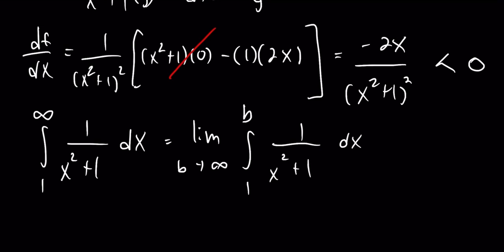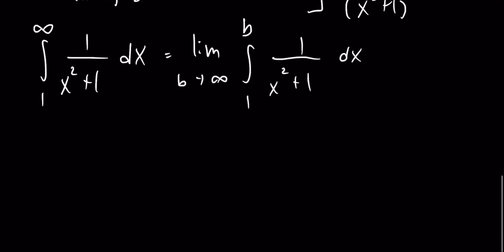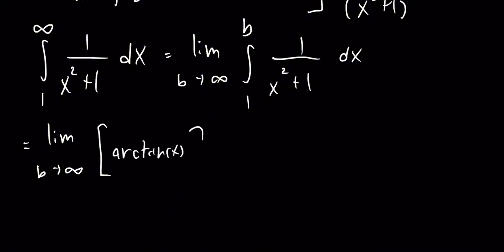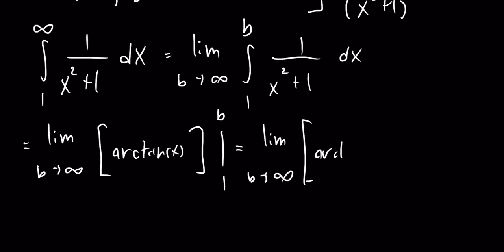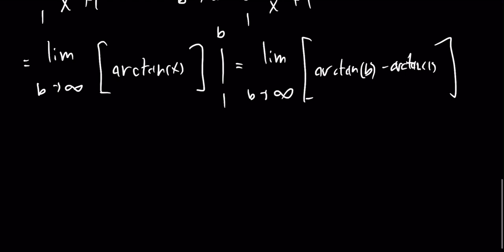And that is a well-known integral. It's the arctangent of x. So this is equal to the limit as b approaches infinity of the arctangent of x, where I'm evaluating this from 1 to b. This is equal to the limit as b approaches infinity of the arctangent of b minus the arctangent of 1. So the limit as b approaches infinity of the arctangent of b, well, we could visualize this.